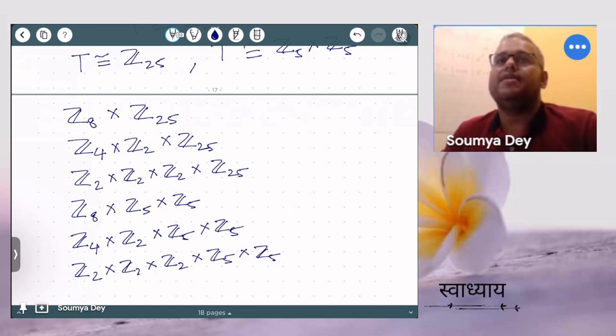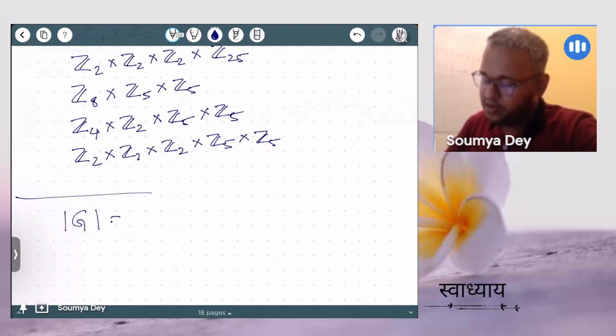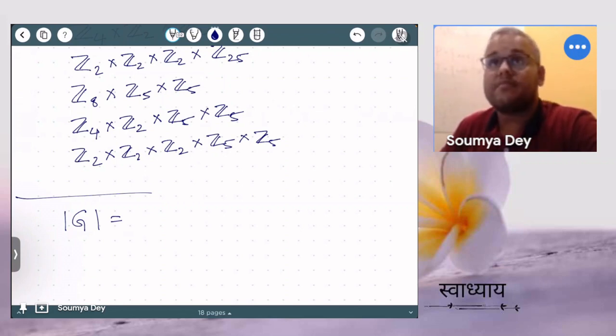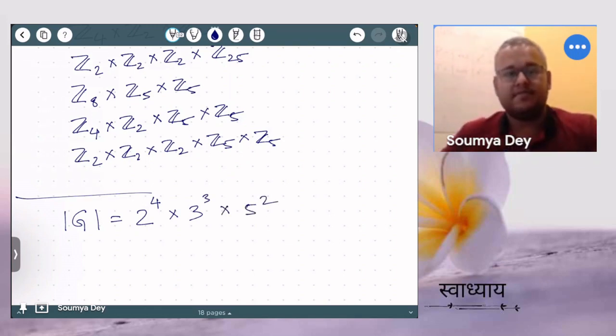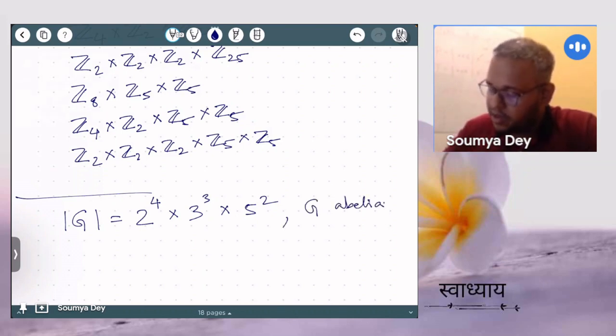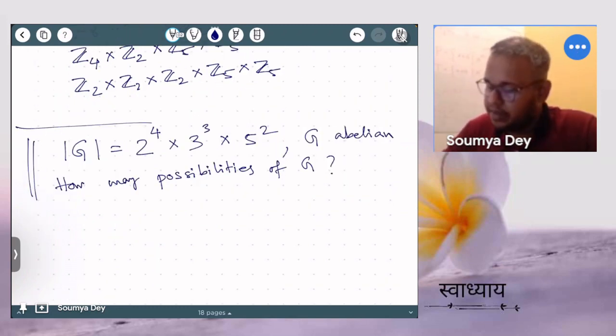For example, let me give you one number. Suppose the order of G is equal to 2 to the 4 cross 3 to the 3 cross 5 to the 2. What will you do in this case? The question is, you know that G is abelian. How many possibilities? But not just how many, but what are the possibilities? Try to see this.